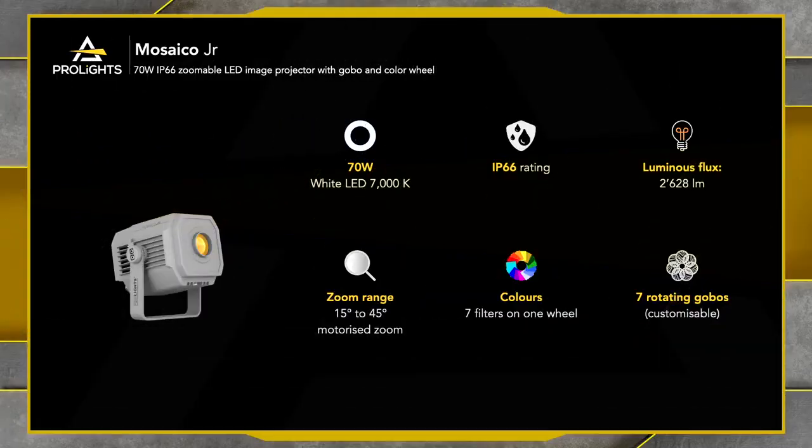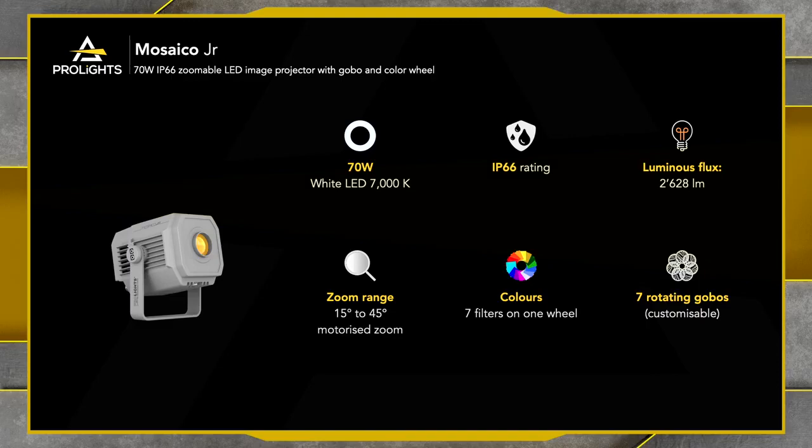This is a 70 watt IP66 zoomable LED image projector with gobos and a color wheel. Let's start with the source. That's a 70 watt white LED source, a fixed 7000 Kelvin white source. It's IP66 rated with a luminous flux of 2628 lumens. The zoom range is between 15 degrees and 45 degrees with a motorized zoom.